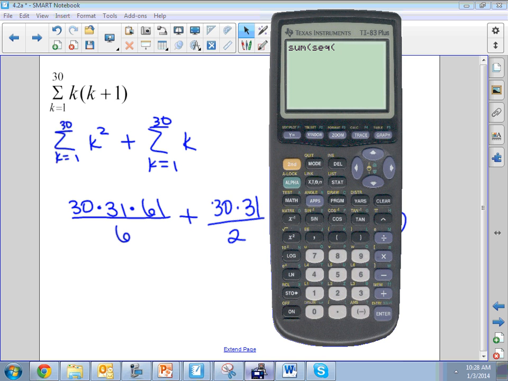Our sequence is k times k plus 1, so I'm going to write x times x plus 1. Okay, and then we're going to write a comma. Our variable is x, comma. We're starting at 1, comma. We're ending at 30, comma. And we're going to plug in numbers in increments of 1.